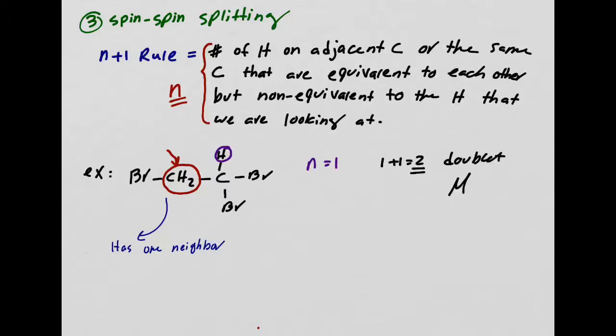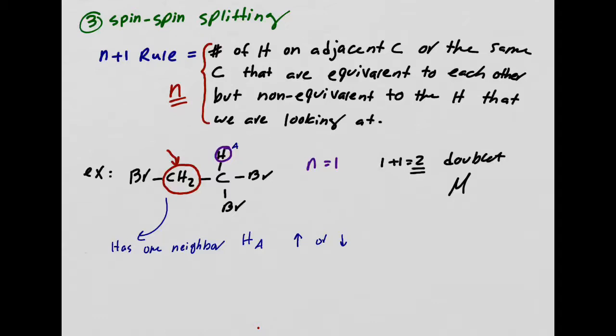Okay? And I'm going to call this HA. It has one neighbor. Now, here's the thing. The neighbor could be aligned with the magnetic field, or it could be against the magnetic field. Remember that? We said they're either aligned with the magnetic field, or against it.